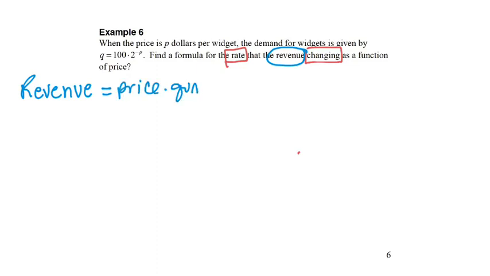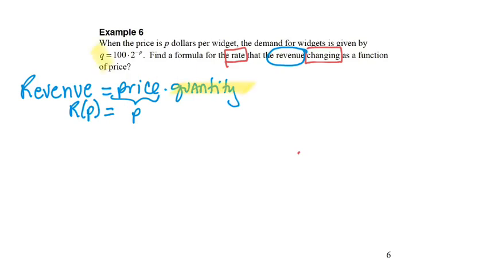Recall that revenue is price times quantity, and we're going to find this as a function of price. So P will be our input. R of P is what we're trying to create. That means we're going to need only P's in this equation we're about to create. We're given a quantity and that's it. So the price is just going to be represented by P.